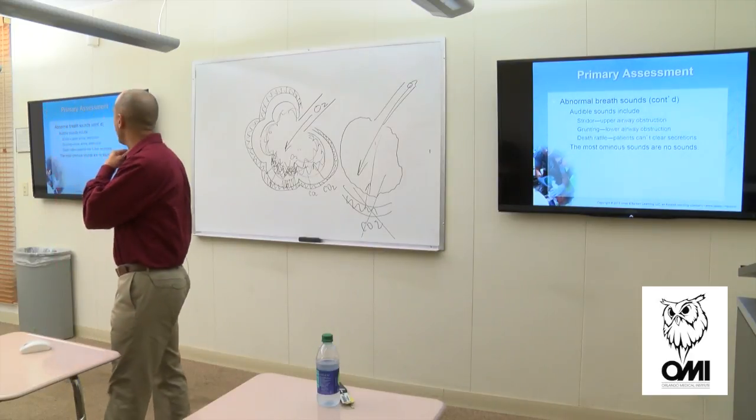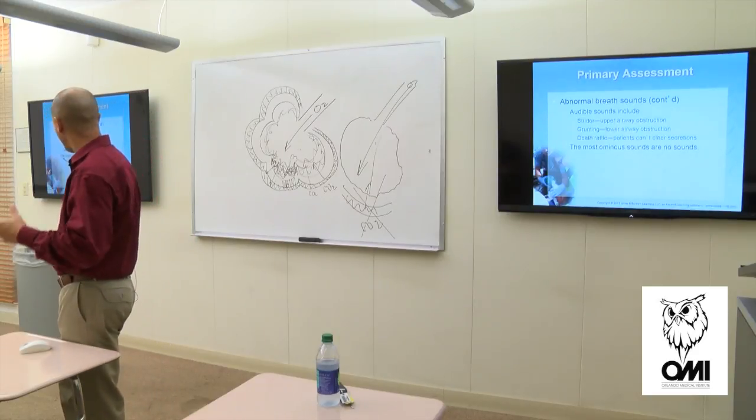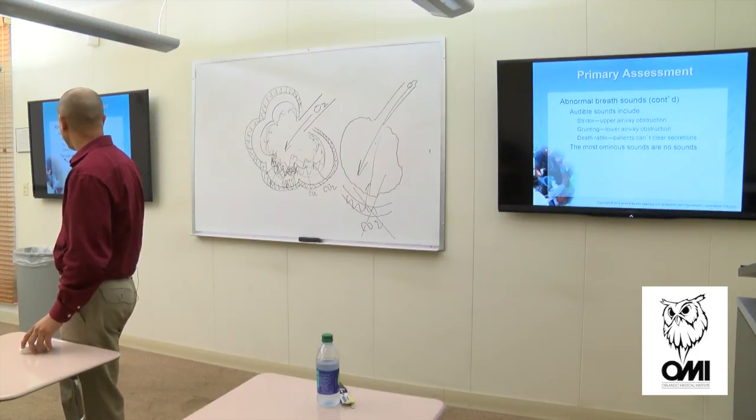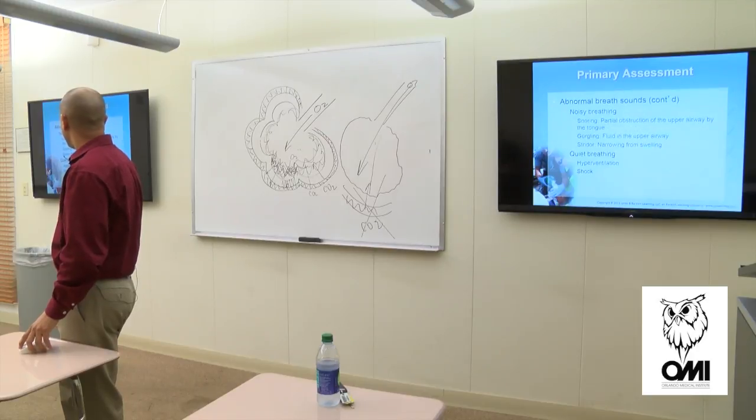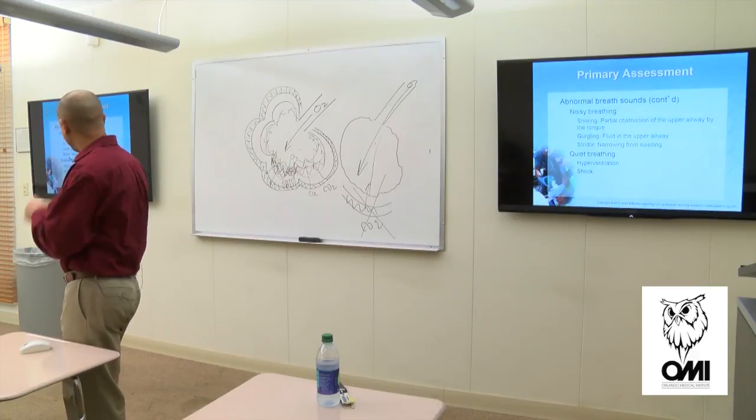Stridor is up here, grunting is up here, it's all upper airway. So those are upper airway problems that you could probably fix. All right. Snoring, gargling, stridor, once again, those are all upper airway. Right? Very good.